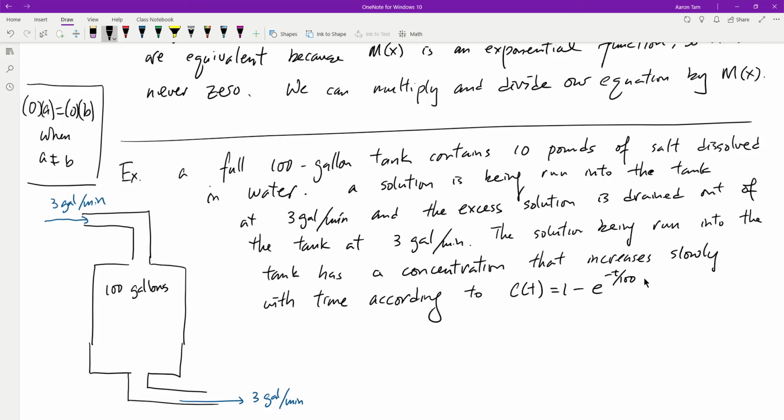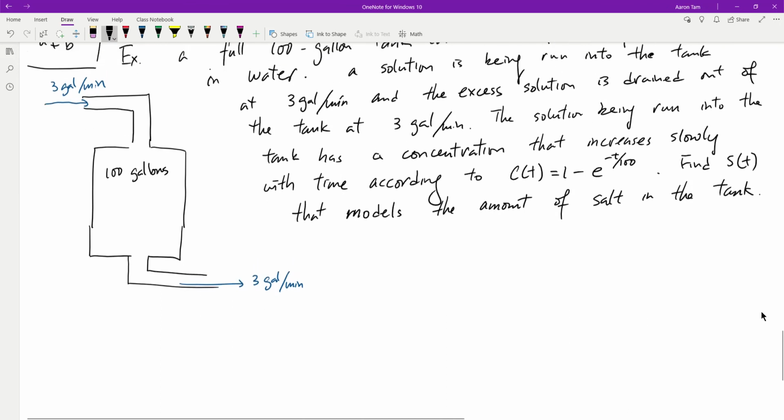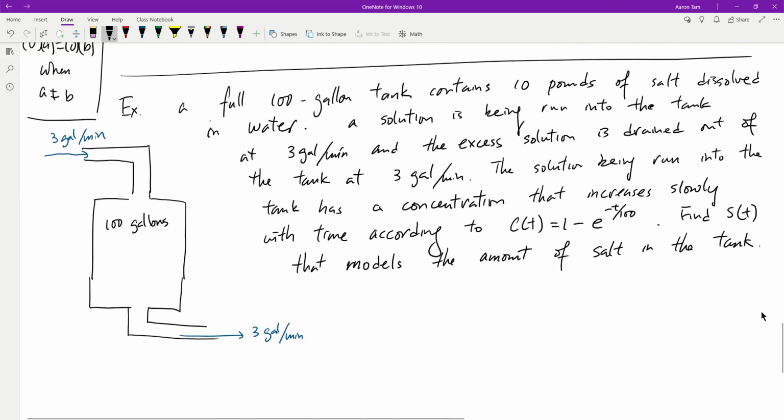So now what we're going to try to do is see if we can find s of t, that models the amount of salt in the tank. All right, so let's see if we can figure this out. Just like the last time we did a problem similar to this, what we need to do is first come up with a differential equation.